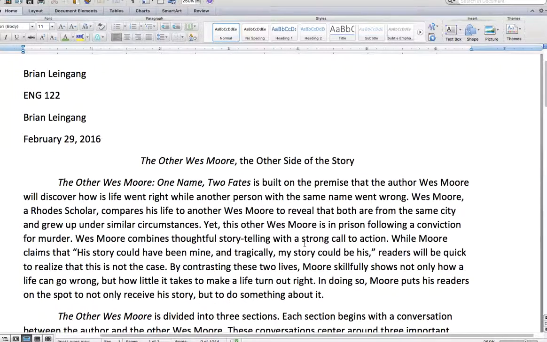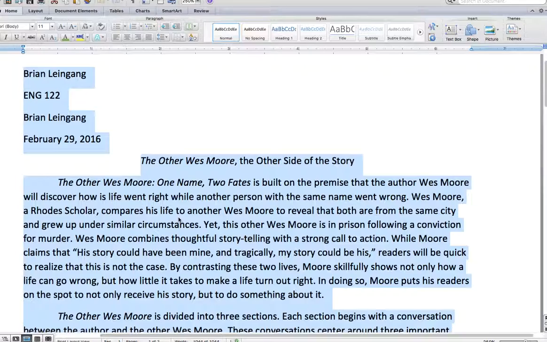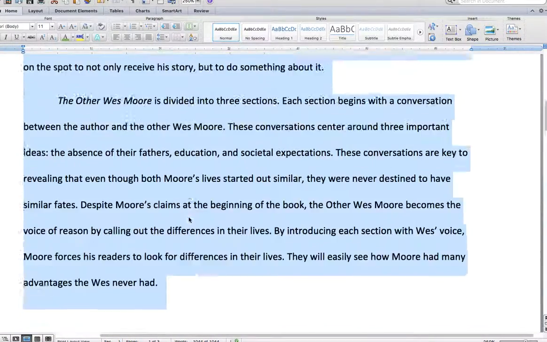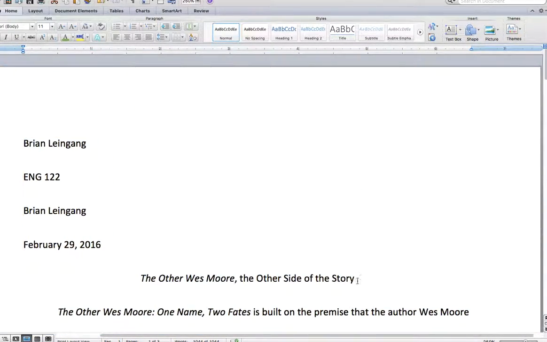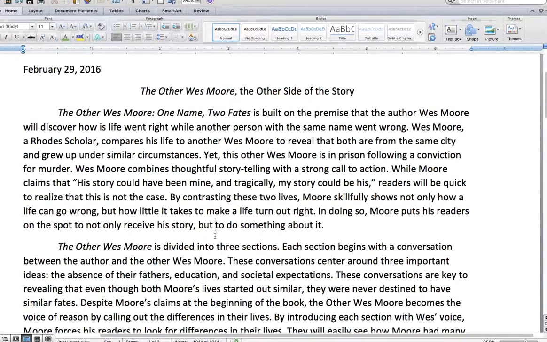This is not in perfect MLA formatting. I did not double space it. If I wanted to double space it, it would look like that. Notice how the title is centered and not bold or underlined or anything like that, or a different font, same font as everything else. Just for space's sake, I'm going to make it back to single space, and it'll be good.